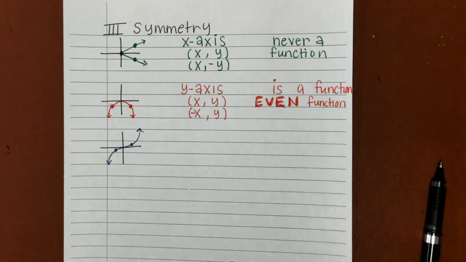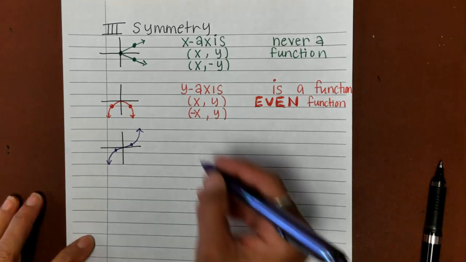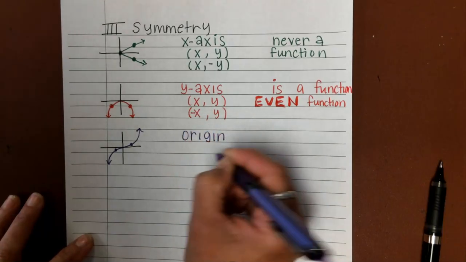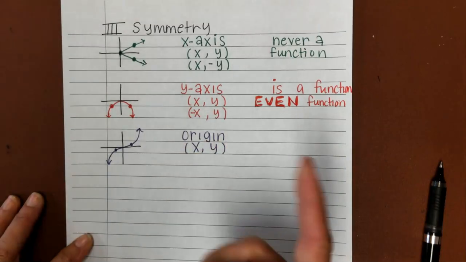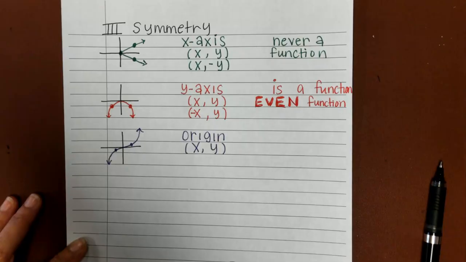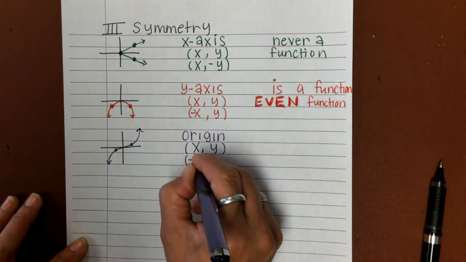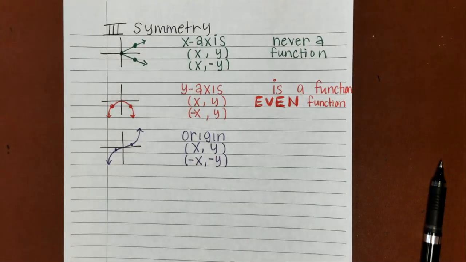All right, for this last one, we can have things symmetrical to just this point, the origin, and that's what this represents. So this is symmetrical to the origin, and I always know stuff is symmetrical to the origin when you have an exact opposite output and input. So both of these are opposite. So the x values didn't repeat. So it is a function.